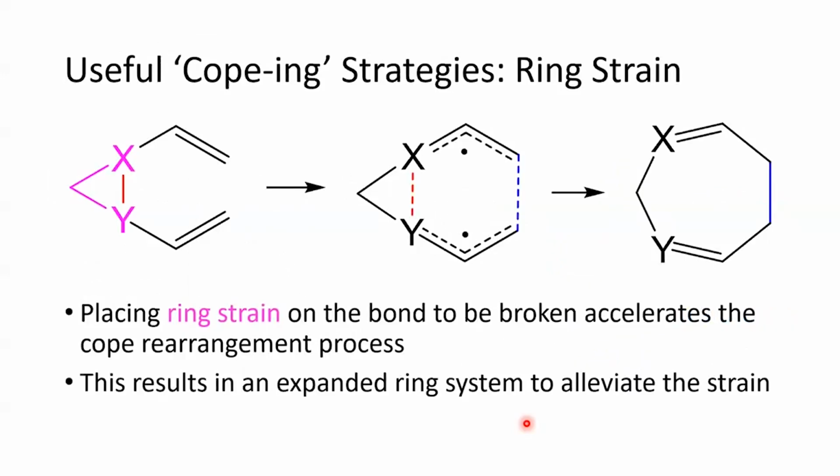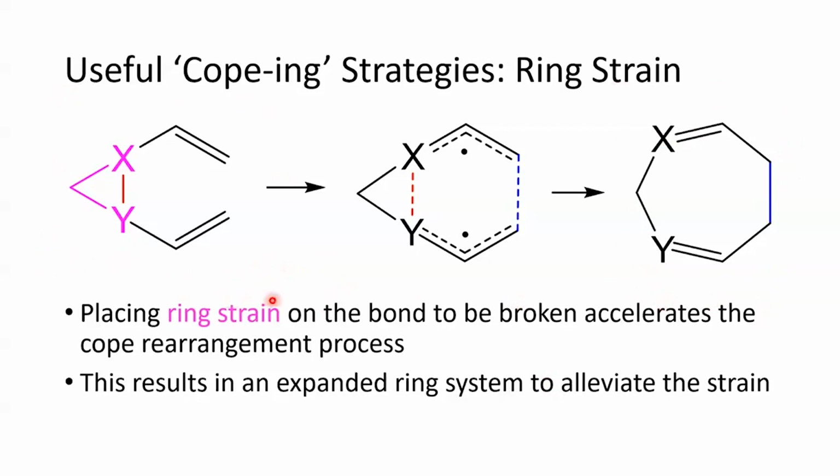So what are some useful Cope strategies? Well, you can implement ring strain into your reaction, specifically destabilizing the bond that's going to break during the Cope rearrangement. If you do that, this is going to drive the reaction forwards, basically accelerating the reaction, or allowing it to be performed at lower temperatures. What it's going to result in is this expanded ring system that experiences less strain than our starting material would.